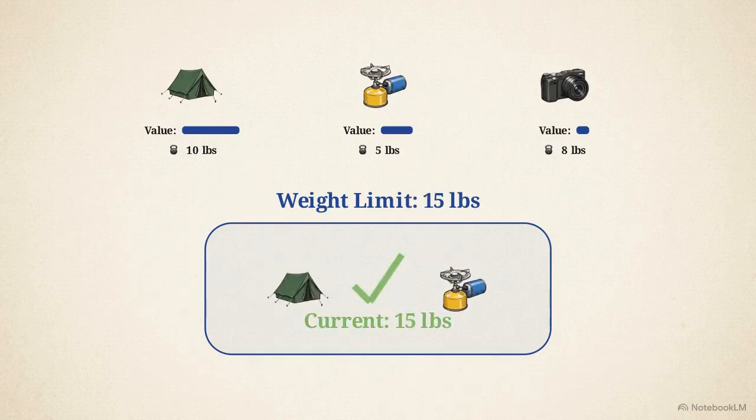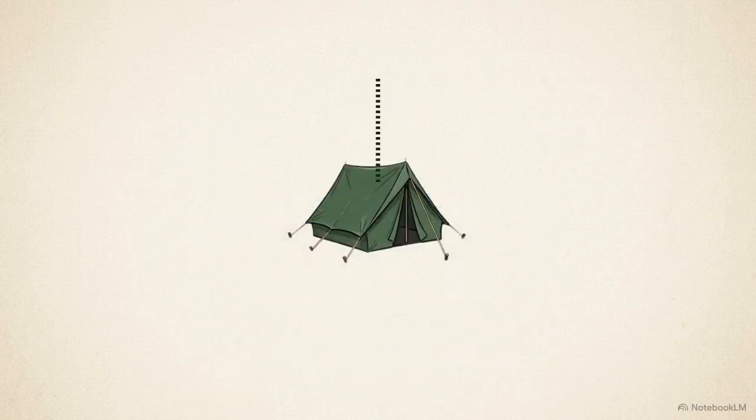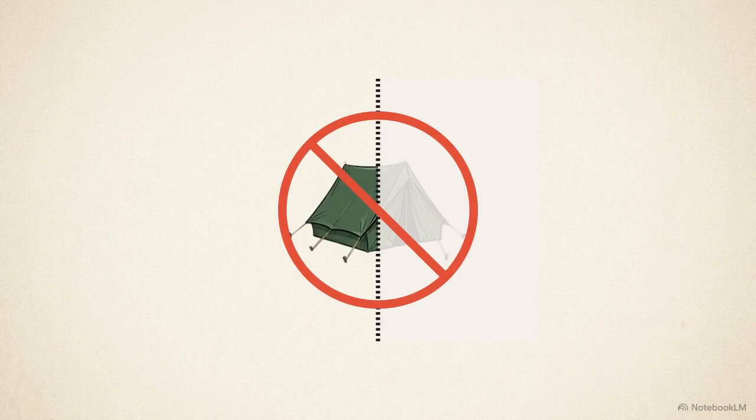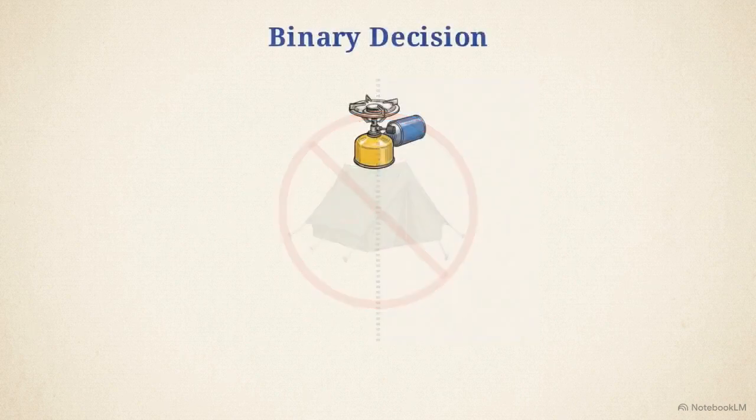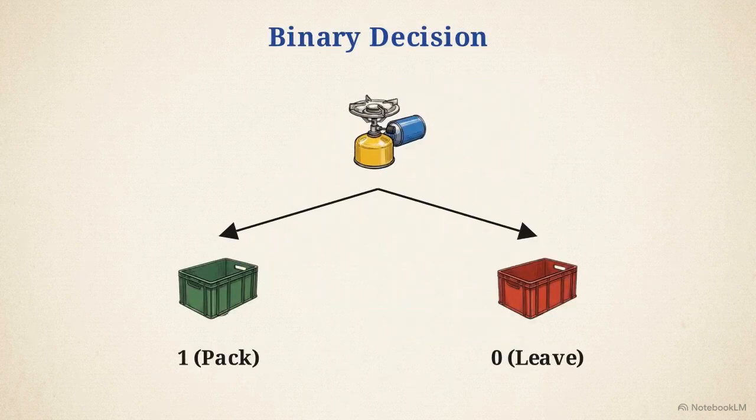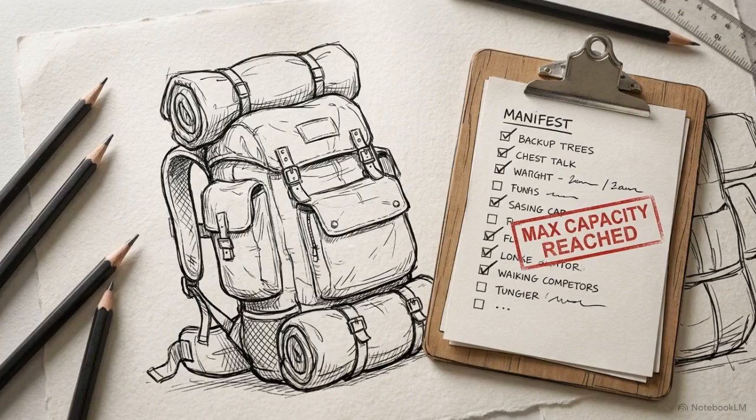the best combination. You also operate under a hard rule. You cannot bring half a tent or a fraction of a stove. You must either pack an item completely or leave it behind entirely. Maximizing total value under a hard capacity limit without using fractions is an optimization problem known as the 0-1 knapsack.